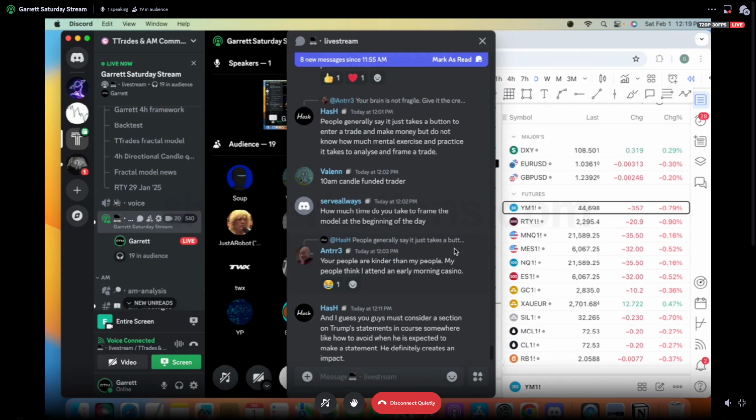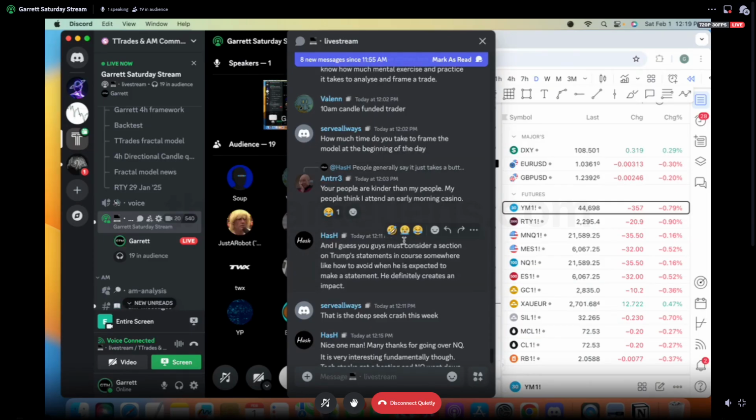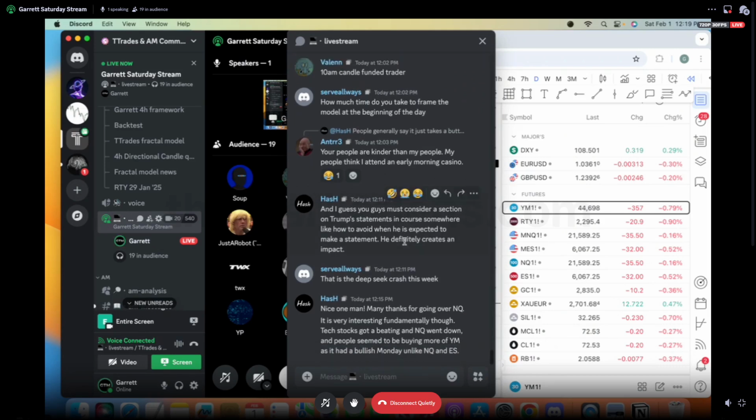How much time do you take to frame the model at the beginning of the day? Well, I just wake up and hop on the charts. So it's not very long, to be honest. I'm just looking at the profile, probably 5 minutes or less. When you learn the model, it's pretty simple. When you learn profiles, it's pretty easy to know your invalidations and stuff like that. There's a couple things that go into it, but I guess.